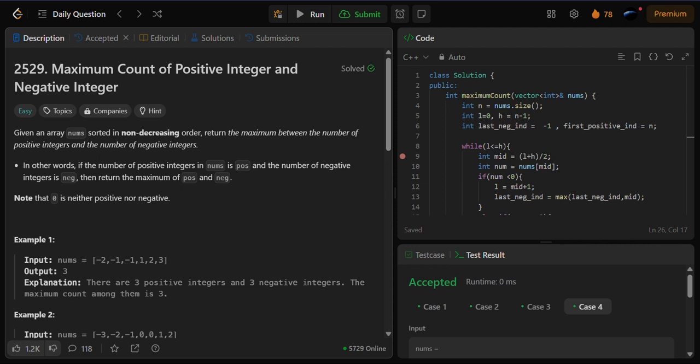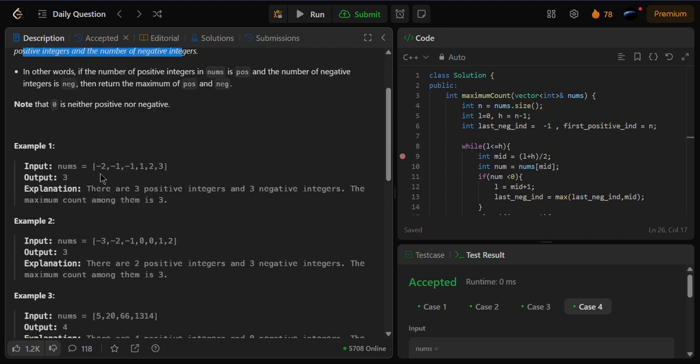Today's problem of the day on LeetCode. So let us see what the question says. We have an array nums sorted in non-decreasing order. We have to return the maximum between the number of positive integers and the number of negative integers.